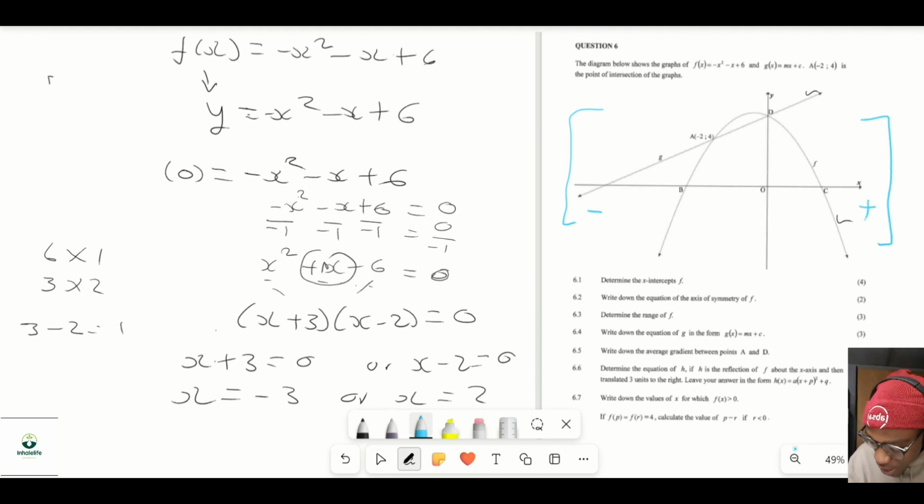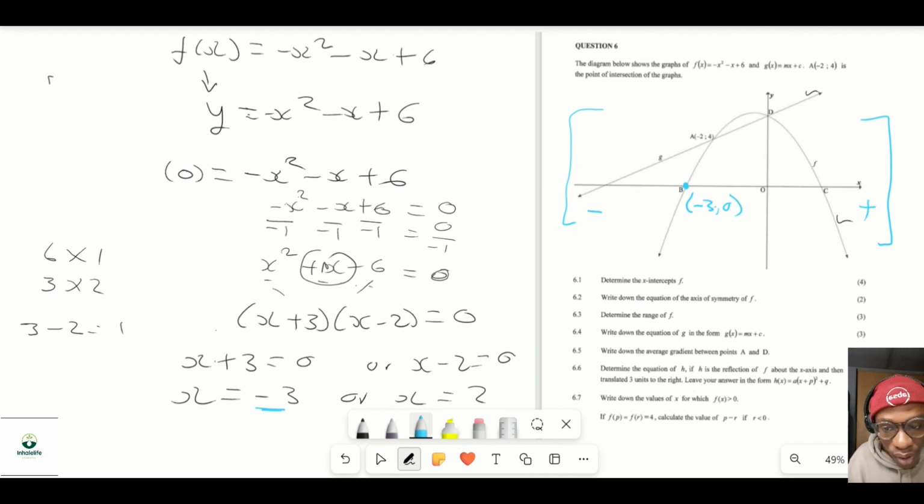So for the first x, you got -3. It's telling us that our first x-intercept is going to be on the side where x is negative. So the question is, which point is that? The point is going to be here, B. So our B is going to be -3 and 0. Why? This is our x-intercept.